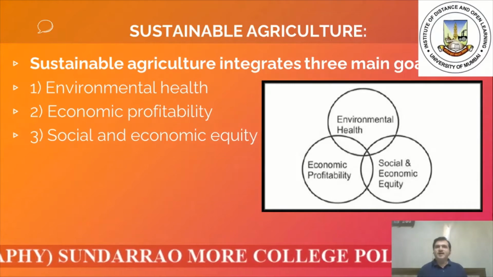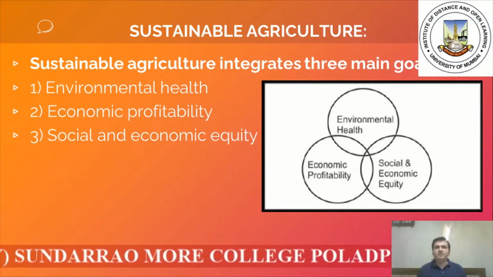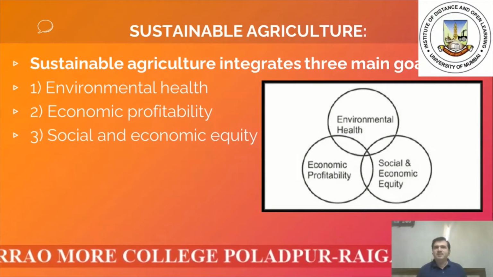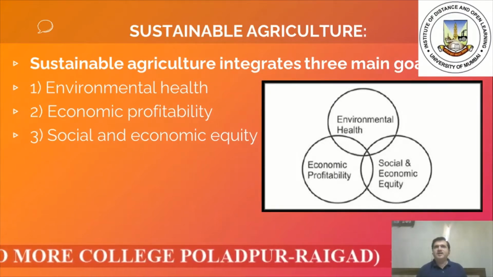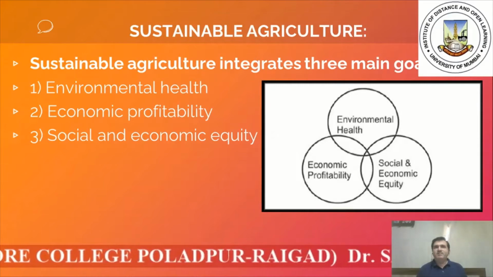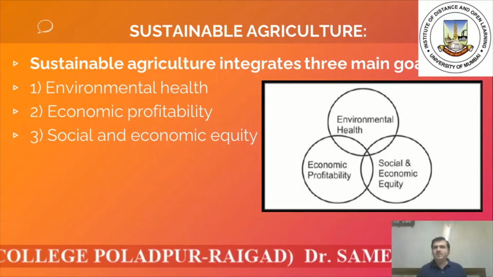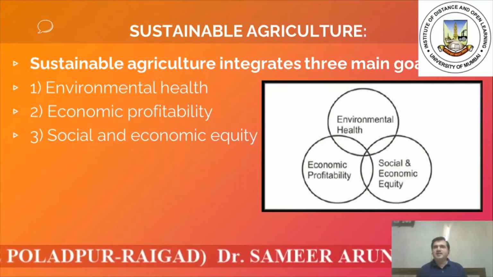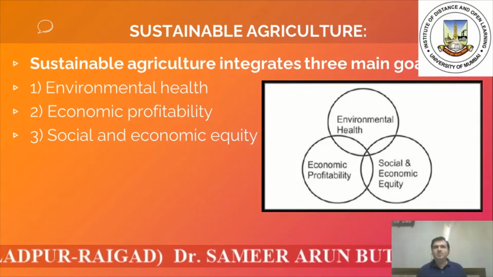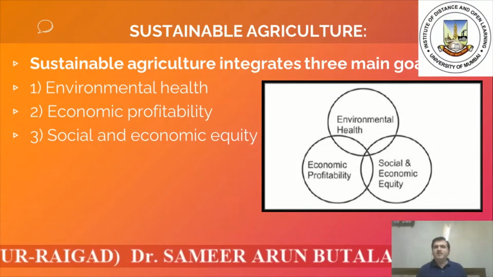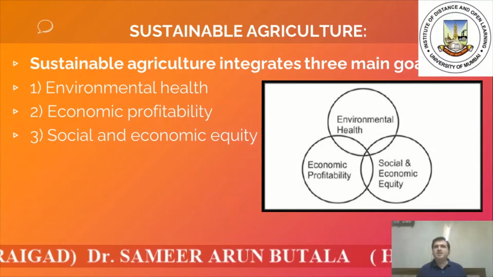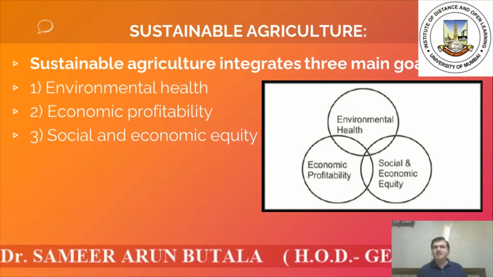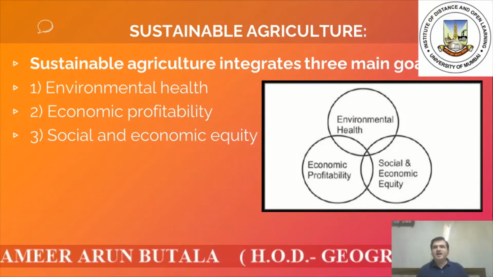Sustainable agriculture means the production of food, animal products, fibers, etc., using farming techniques that protect the environment, public health, human communities and animal welfare. Sustainable agriculture integrates three main goals: environmental health, economic profitability, and social and economic equity. These three we show in a diagram.